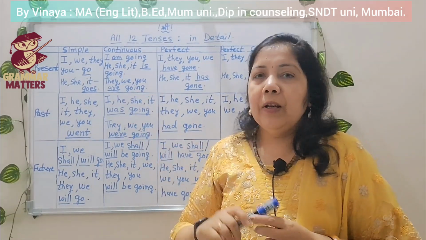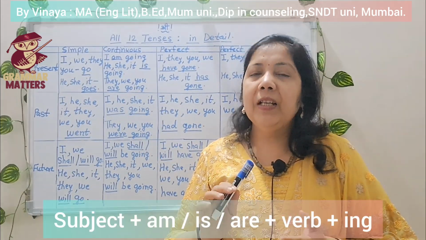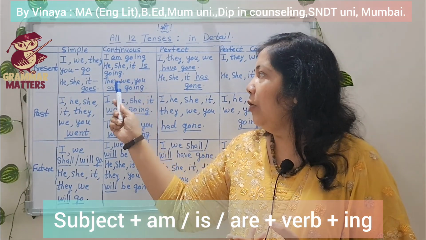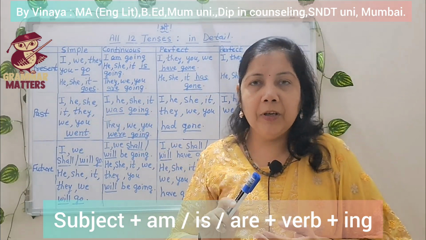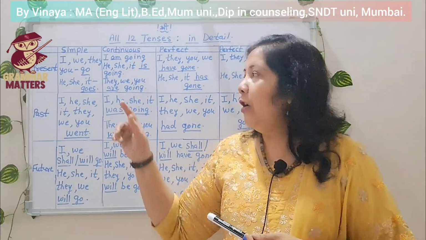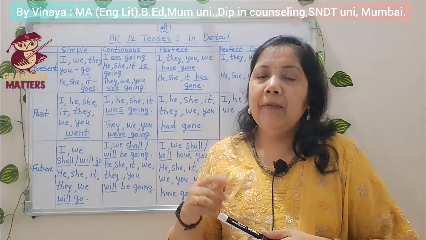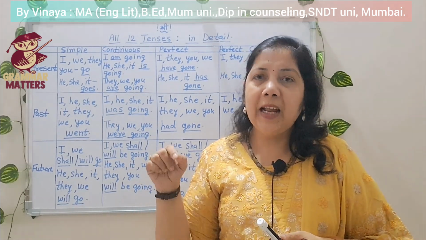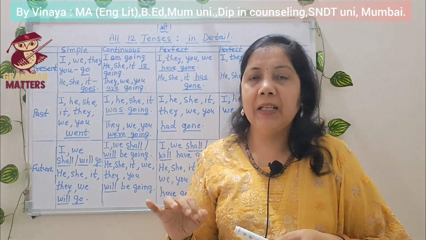So this is about present continuous tense. Structure is subject plus am or is or are plus main verb plus ing added to the main verb. For example, going. When to use? When any action is going on at that particular moment in present.